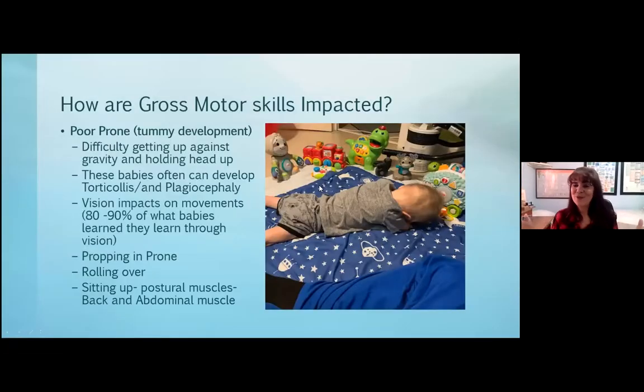So we're going to kind of move through development here. And this is one of my favorite topics. I love to teach development. And we're going to do this with a series of videos and pictures. And of course, I'm going to have to jump through it pretty quickly. But I want to talk about prone because being on your tummy is one of the hardest things for low tone kids. So this is Jaden.